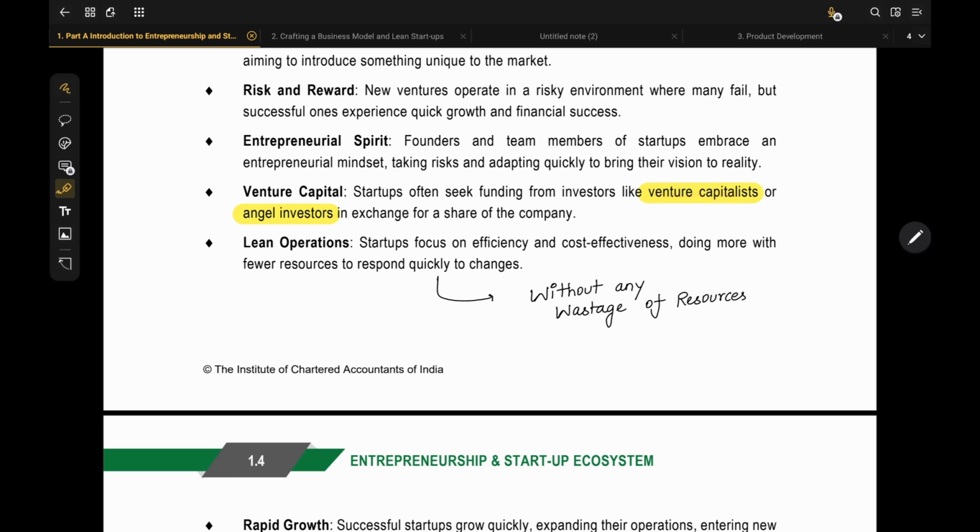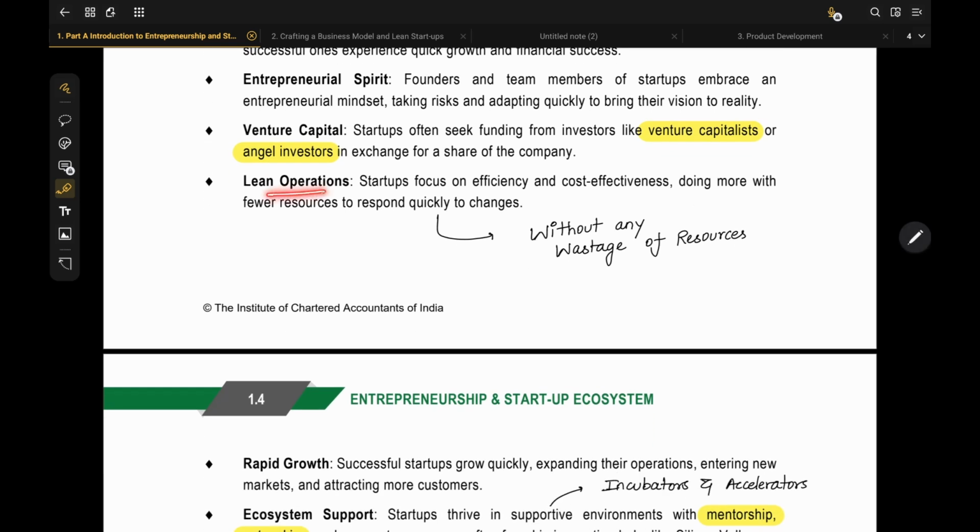Venture capitalists are those people who believe in your idea and give money for the sake of your idea. They do not consider your financial situation, or they do not ask any collateral. They do not ask you the repayment. They believe in your idea, and if they think that it will become a successful venture, they will give you the money. And then lean operations.